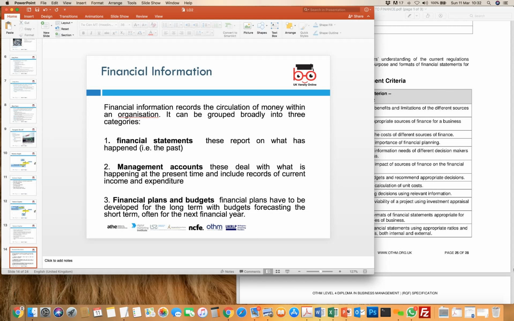Now, moving on to the second part of the learning outcome, wherein what we need to understand is when we know the sources of finance, we know the cost at which it is coming. We want to understand how financial information is looked at within one or two slides. Just to recap, how do we relate the sources of finance to financial information?